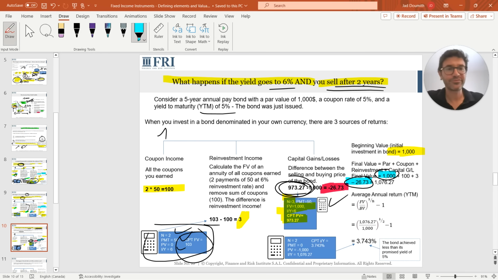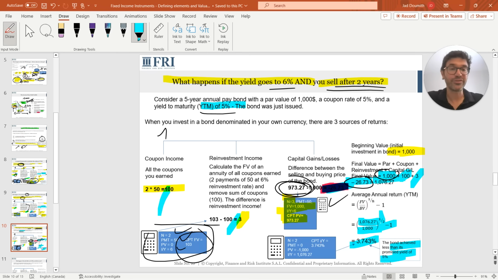What do we also have? We have the $100 that we earned in coupons and the $3 that we earned in reinvestment income. Total, $1,076. We started with 1,000. We grew this amount to 1,076.27 over a 2-year horizon. So by doing this, you get an average annual achieved rate of 3.74%. Much, much lower than the promised 5%.